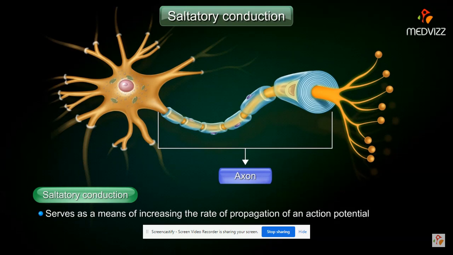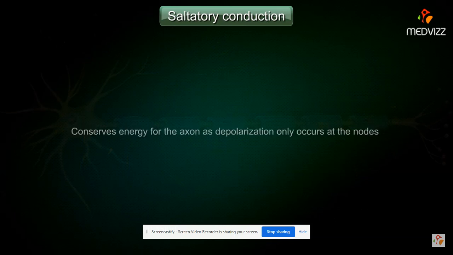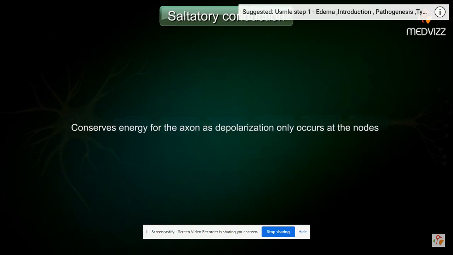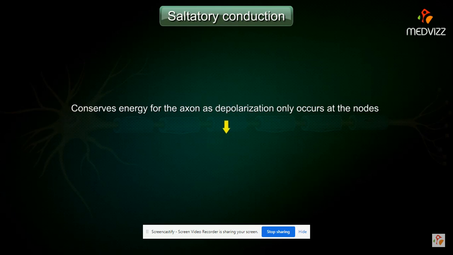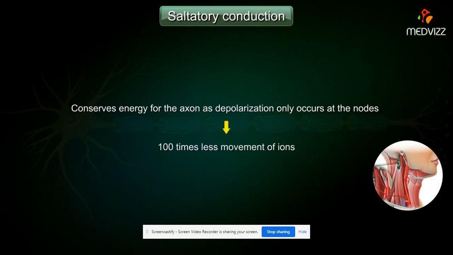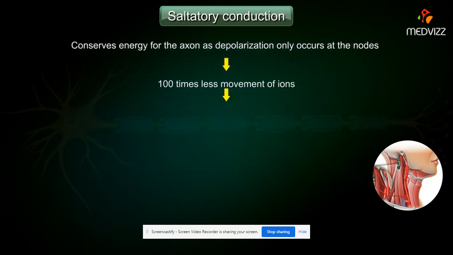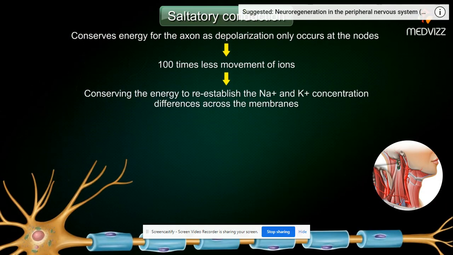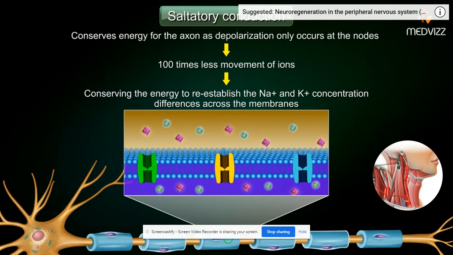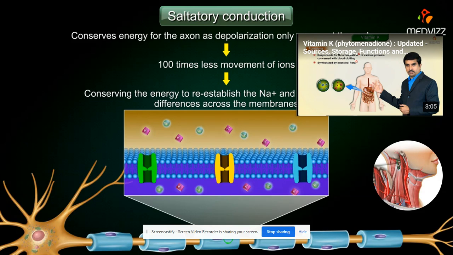Not only does saltatory conduction increase the speed of impulse transmission by causing the depolarization process to jump from one node to the next, it also conserves energy for the axon as depolarization only occurs at the nodes and not along the whole length of the nerve fiber as in unmyelinated fibers. This causes up to 100 times less movement of ions that would otherwise be necessary, therefore conserving the energy required to re-establish the sodium and potassium concentration differences across the membranes following a series of action potentials being propagated along the fiber.